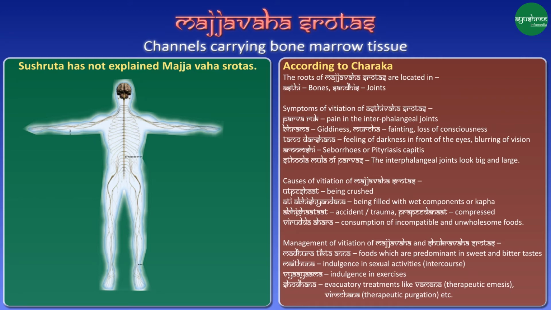Causes of vitiation of Majjavah Srotas are being filled with wet components or kapha, being crushed, accident or trauma, consumption of incompatible and unwholesome foods. Management of vitiation of Majjavah and Shukravah Srotas. The treatment of vitiation of Majjavah and Shukravah Srotas are done on the same principles.